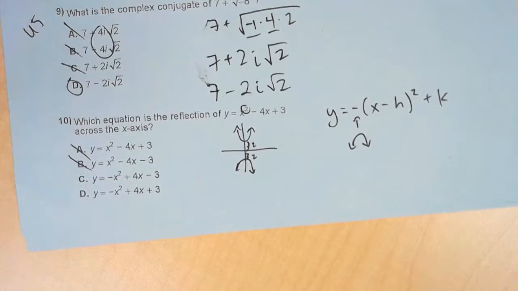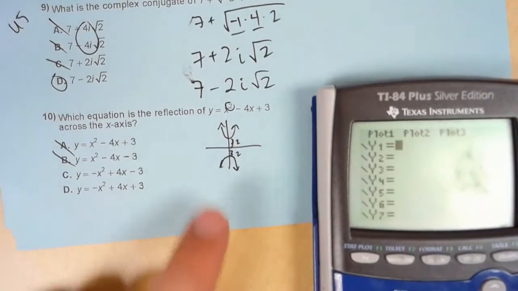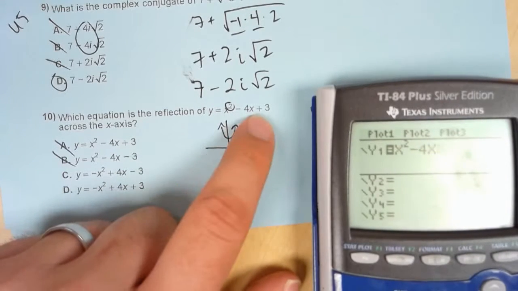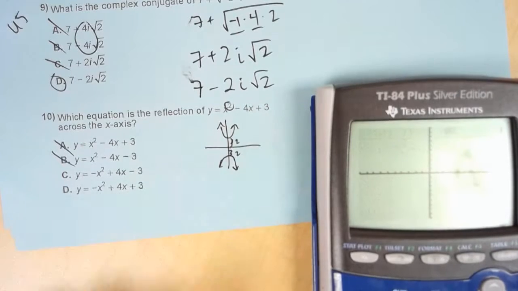And honestly, if you don't have a graphing calculator in this problem, you're going to be missing out. So let me show you how you can do this real fast with a graphing calculator. We press y equals so that we can graph. I'm going to type in my original equation, x squared minus 4x plus 3. Hit the graph button. It gives me an idea of what it looks like pretty quickly.